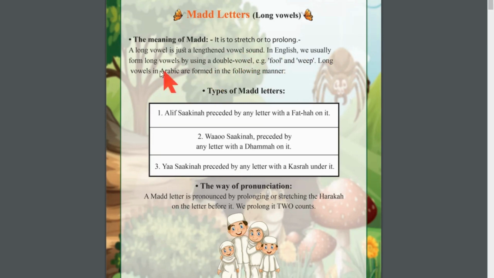In English we usually form long vowels by using a double vowel, e.g. fool and weep. Long vowels in Arabic are formed in the following manner. Type of mad letter: alif sakin preceded by any letter with a fatha on it, waw sakin preceded by any letter with a dhamma on it, ya sakin preceded by any letter with a kasra under it. The way of pronunciation: a mad letter is pronounced by prolonging or stretching the harka on the letter before it. We prolong it two counts.